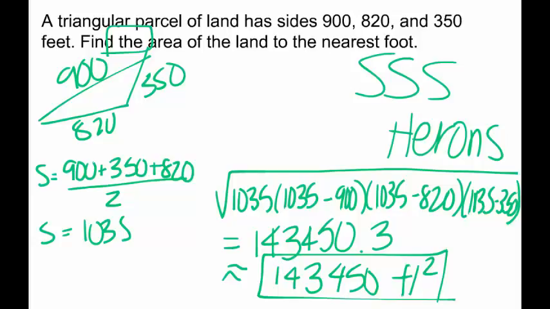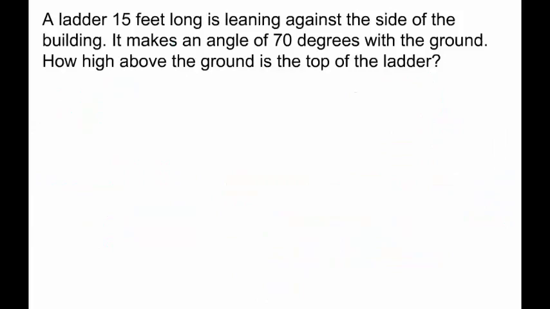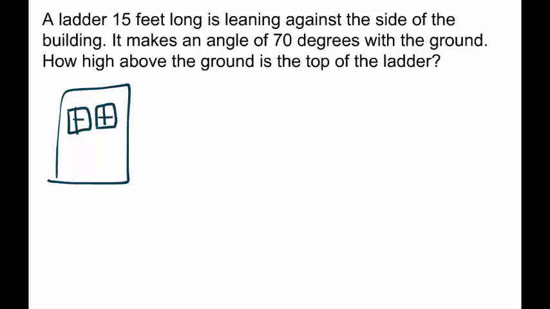All right, last one, our favorite problem in the world: there's a ladder leaning against a building. So let's see, we need a building. It's going to have windows. It's going to have a door. There's a ladder that's leaning against it. It is 15 feet long.